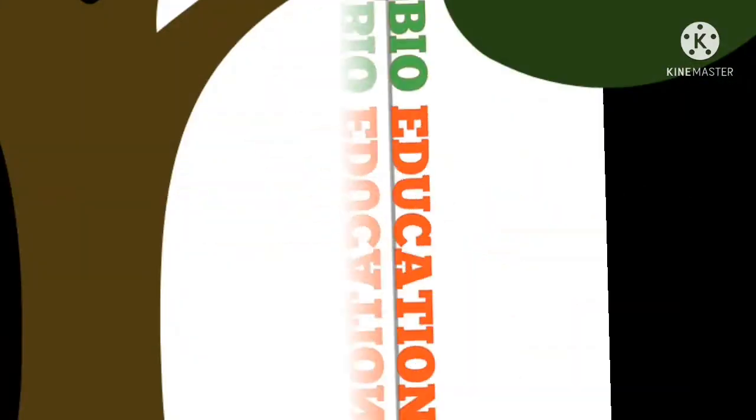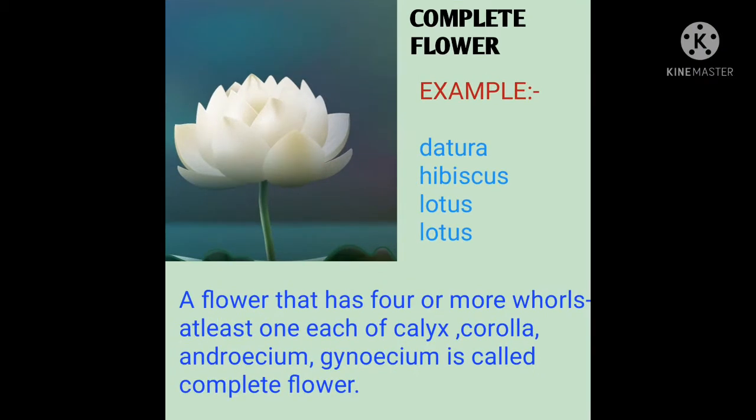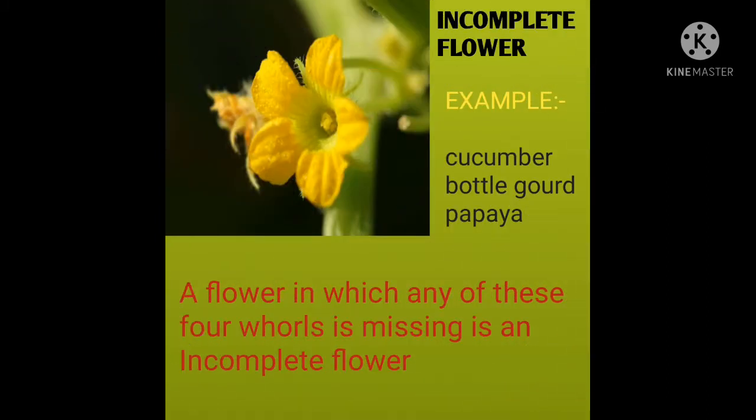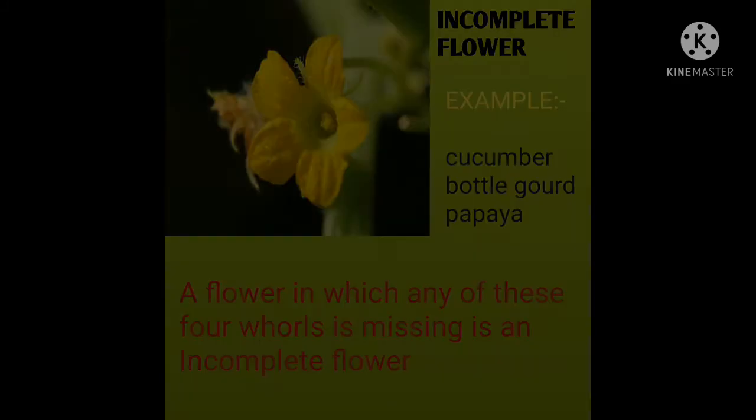Welcome to Bioeducation. Complete flower. A flower that has 4 whorls, at least one each of calyx, corolla, androecium and gynoecium, is considered a complete flower. For example, datura, hibiscus. Incomplete flower. A flower in which any of these 4 whorls is missing is considered an incomplete flower. Example, cucumber, bottle gourd, papaya.